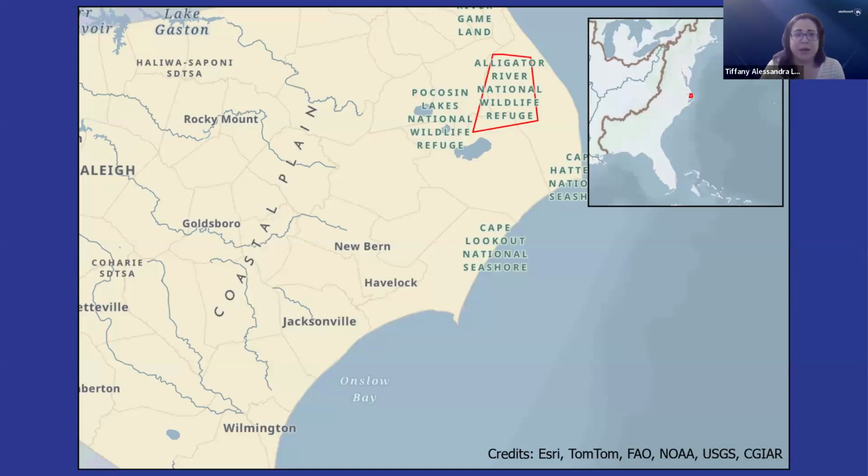species. There's a wide variety of wetland types that are found there, including high and low pocosins, bogs, fresh and brackish water marshes, hardwood swamps, and Atlantic white cedar swamps. The whole refuge covers about 153,000 acres and spans two different counties, Dare and Hyde, in North Carolina.